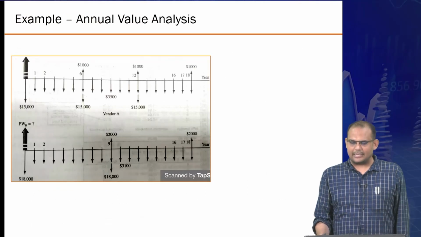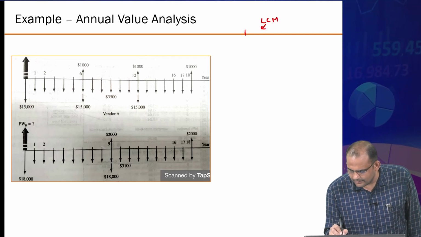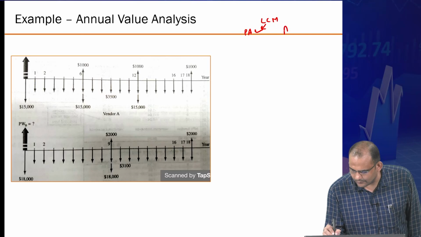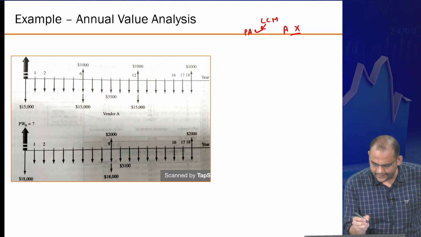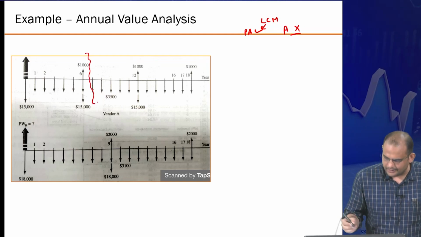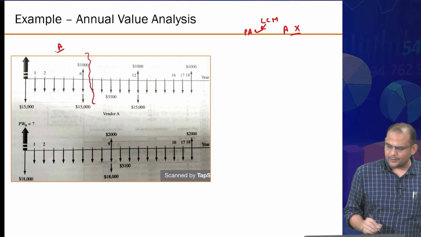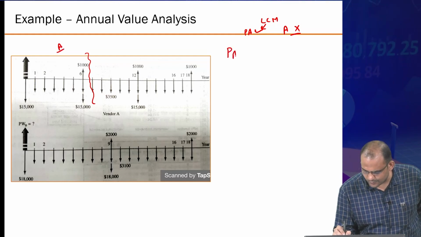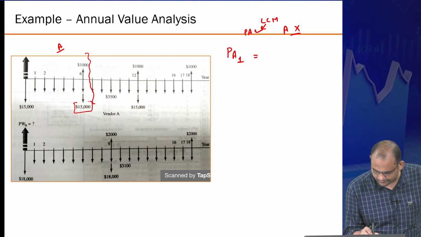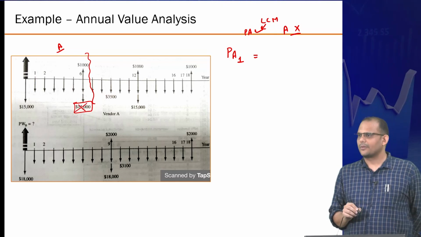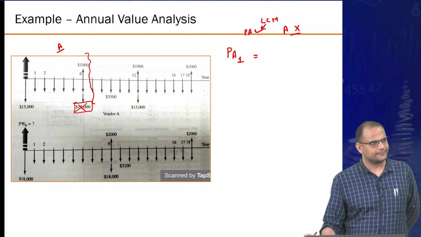So let's do a calculation. I'm saying that no LCM is needed in annual worth; in present worth you need it, but in annual you don't. So let's do a calculation. Bring your calculator and everything, right? So this is for one cycle of, let's say, vendor A. Can you calculate the present worth of just one cycle of this cash flow series? Obviously this 15,000 won't come into the picture. Give me the present worth of just one cycle.